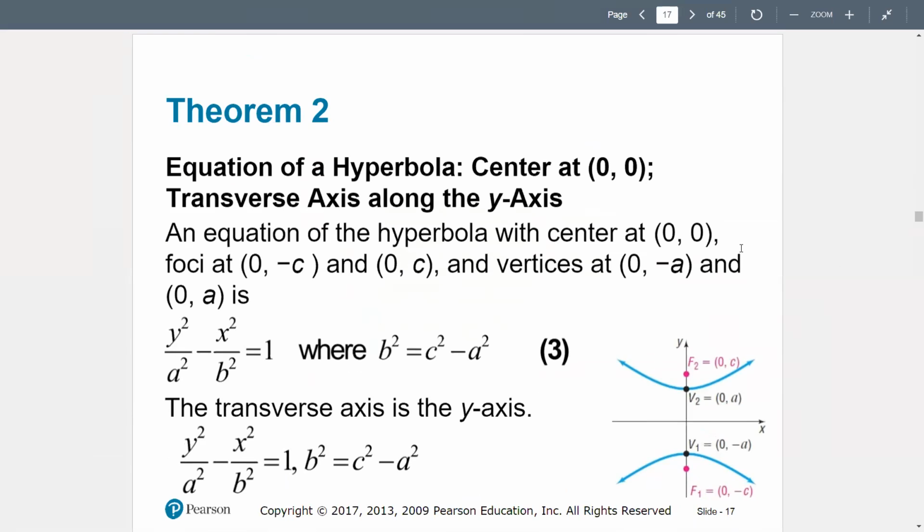Let's look at the center 0, 0. But this time our transverse axis is going to be the y-axis, meaning that's where the hyperbola is going to go through instead of through the x-axis. This is your theorem too. So I would pay attention to it if you like writing your stuff down.